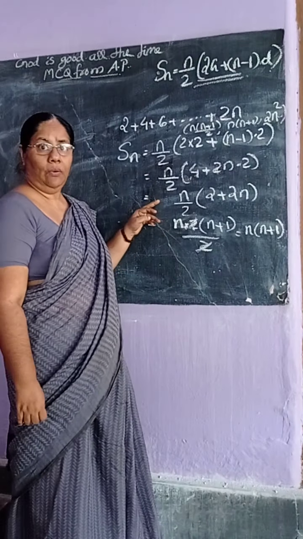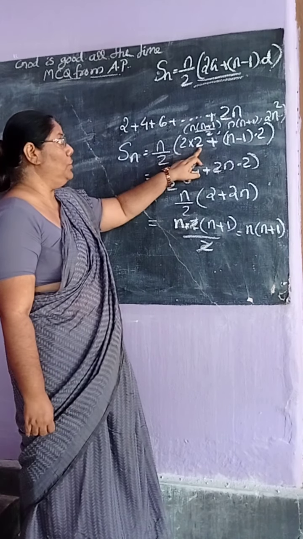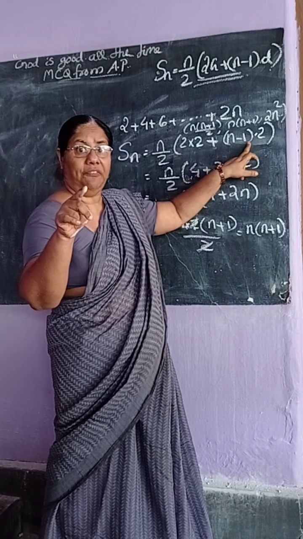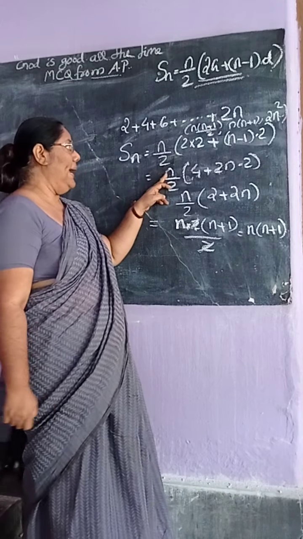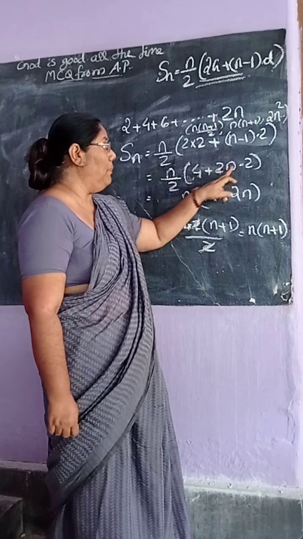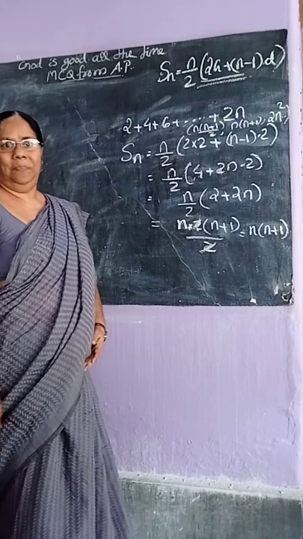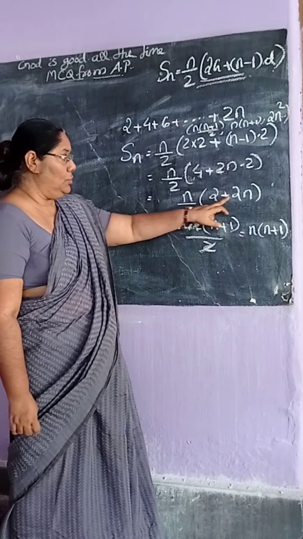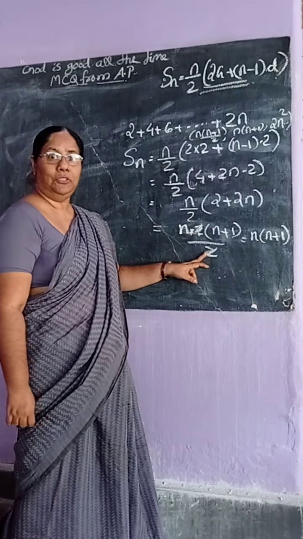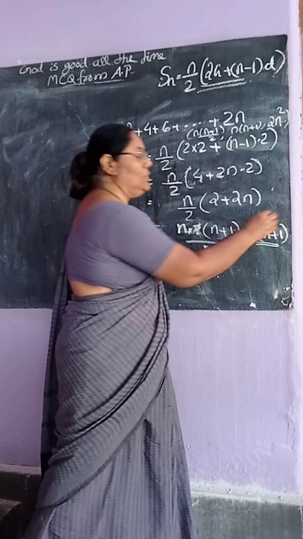When you apply the formula, look at the board. N by 2 into, the first term is 2, into 2 plus n minus 1 into, even numbers means the common difference is 2. That is n by 2 into 2 into 2, 4, plus, opening the bracket, 2n minus 2. That is n by 2 into 2 plus 2n. Understand? You can take one 2 from the numerator outside: n into 2 into n plus 1 by 2. 2 and 2 cancel. Therefore, the final answer is n into n plus 1.